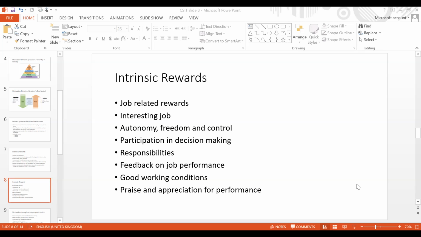Some very important decision is to be made, and you also involve your employee in that decision making, they will feel proud of themselves because they are also part of the decision making process, and then that's a reward to them. Responsibilities, more responsibilities given, more motivated they are.